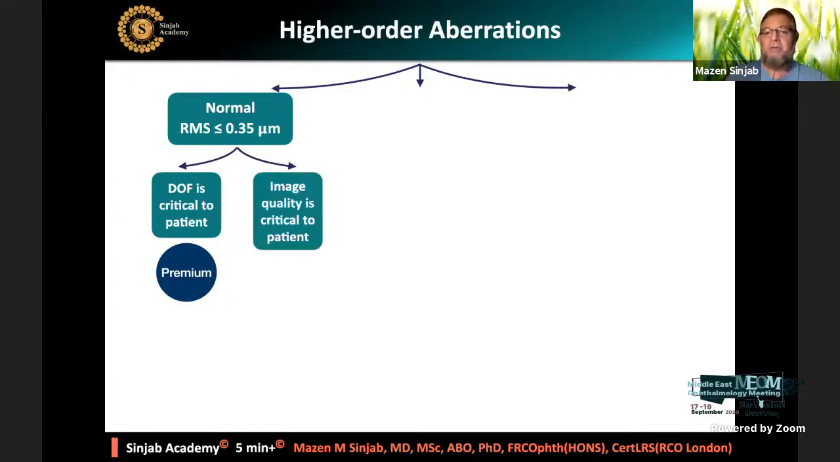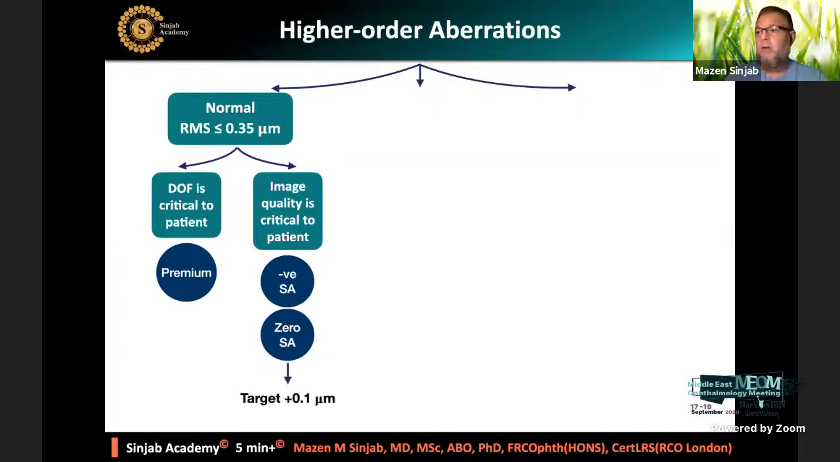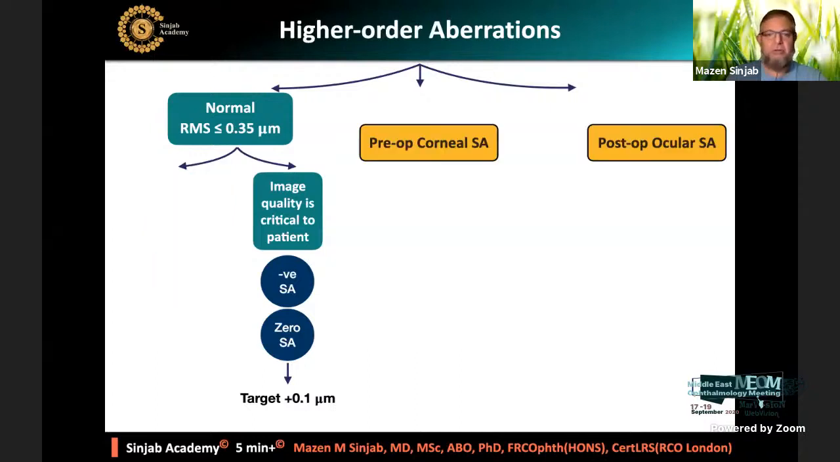If the image quality is critical to the patient, then we have to implant negative spherical aberration or zero spherical aberration. Why negative? Because, as I said before, the normal cornea induces positive spherical aberration. So we are neutralizing this positive spherical aberration, or maintaining it if it is as close as possible to 0.1 microns, because this is the target spherical aberration that gives the sharpest vision.